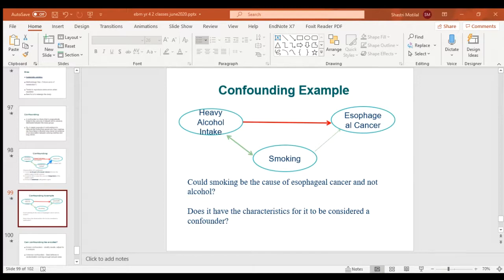Can GERD cause esophageal cancer? Yes, you all know about Barrett's esophagus. Is GERD associated with alcohol use? Yes, alcohol actually causes reflux. Can GERD cause cancer even if someone does not drink? Yes, GERD could cause cancer even if someone does not drink. So again, GERD would be a confounder. And again, there are many confounders you could probably think about.